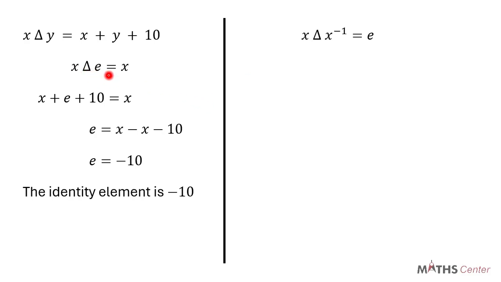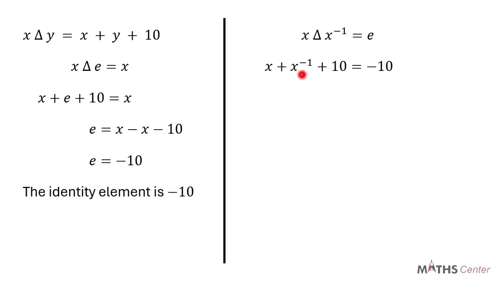If E is the identity element, then we can see that x delta x inverse will give us the identity element, which is E. Let's compute x delta x inverse. The definition is x delta y is equal to x plus y plus 10. So x delta x inverse will give us x plus x inverse plus 10 is equal to the identity element E, which is negative 10.